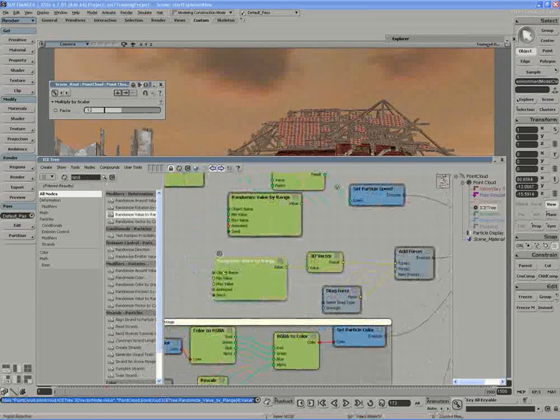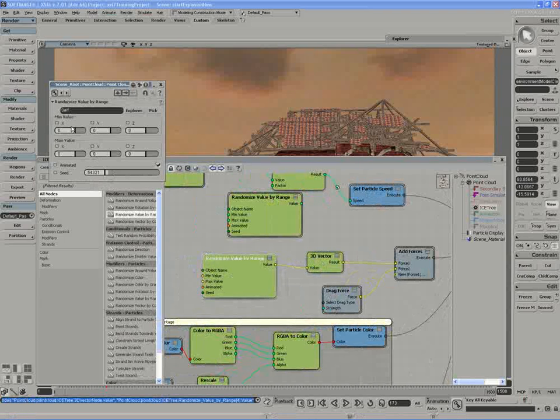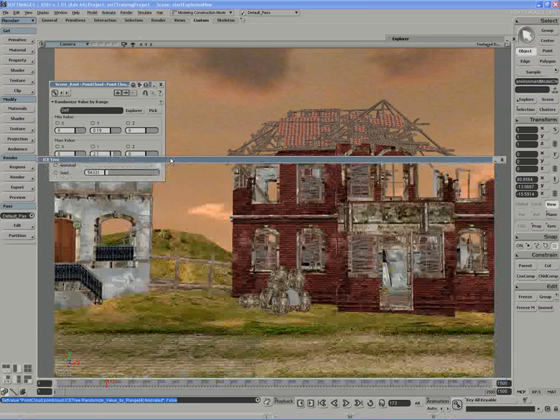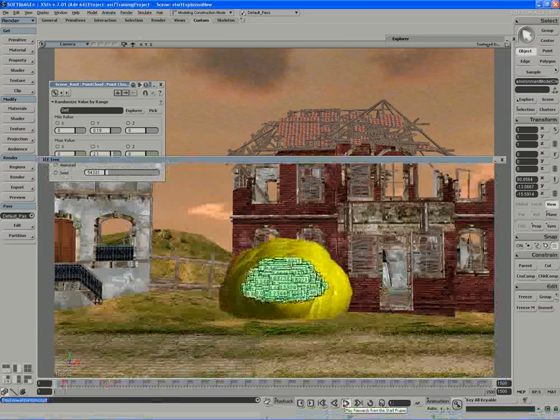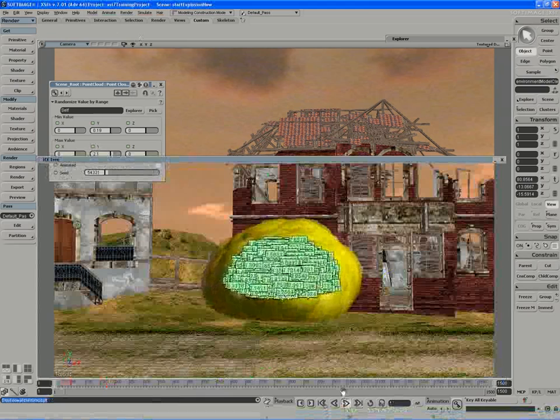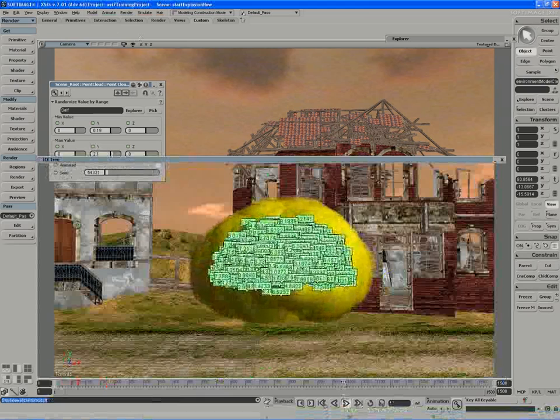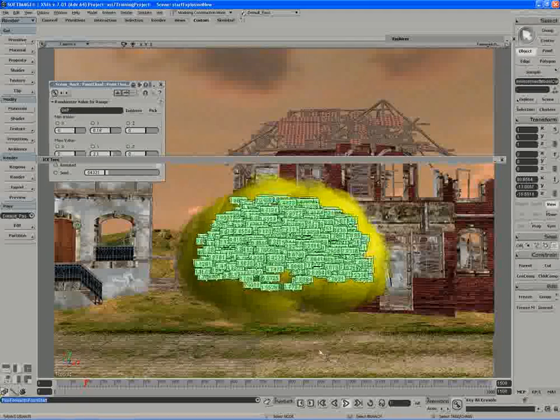So polymorphic change. And in my randomize, the min value, I believe, was 0.2. So 0.2 was my actual upwards vector. So let's say between 0.19 and 2.1. That should be enough of a value shift to push the particles upwards rather than outwards.